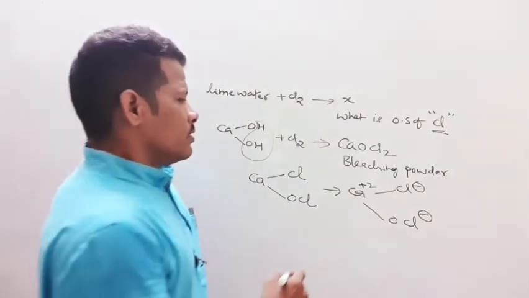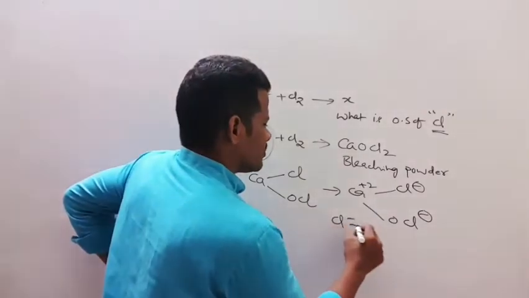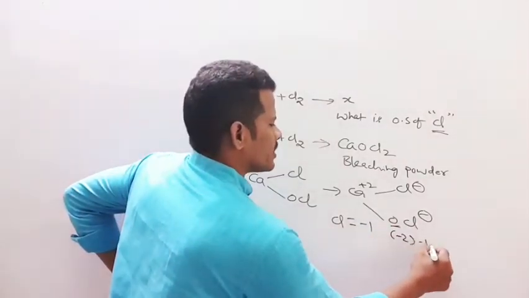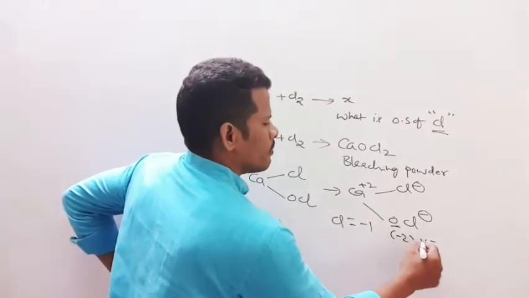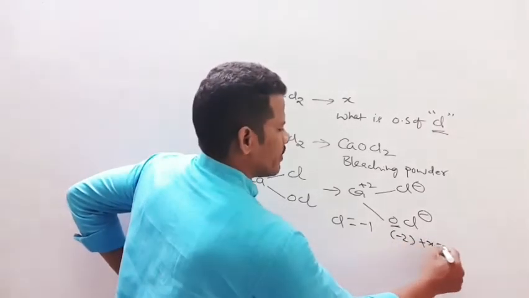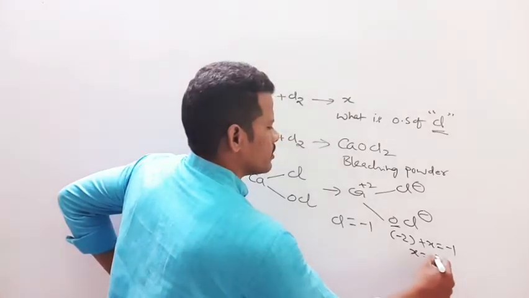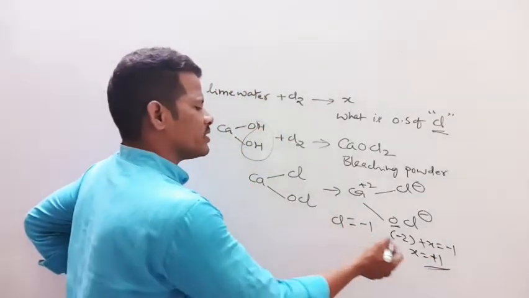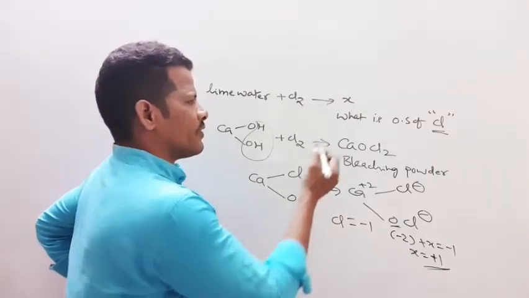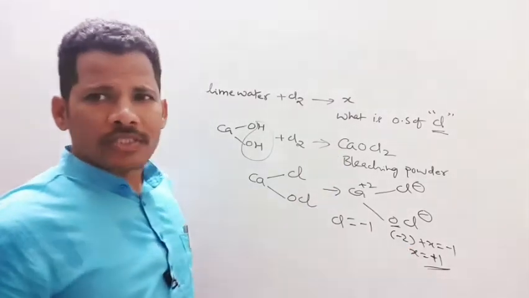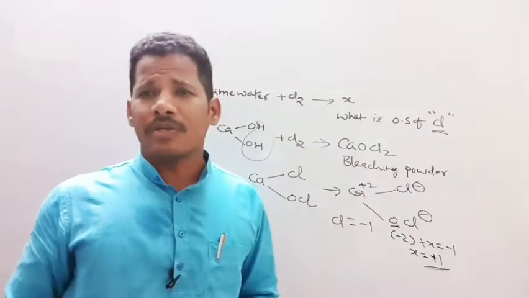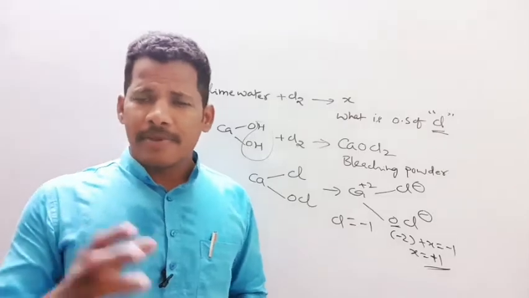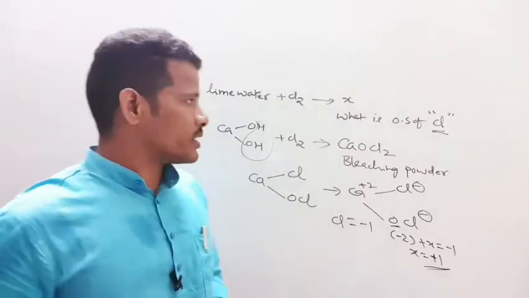Here the chlorine oxidation state is -1, and in OCl, -2 plus X is equal to -1, so X is equal to +1. So here the oxidation state of chlorine is +1. Chlorine has -1 oxidation state as well as +1 oxidation state. They will give the options -1, or +1, or -1 and +1, and none of the above. Questions like that were asked in previous examinations. So kindly focus on this one.